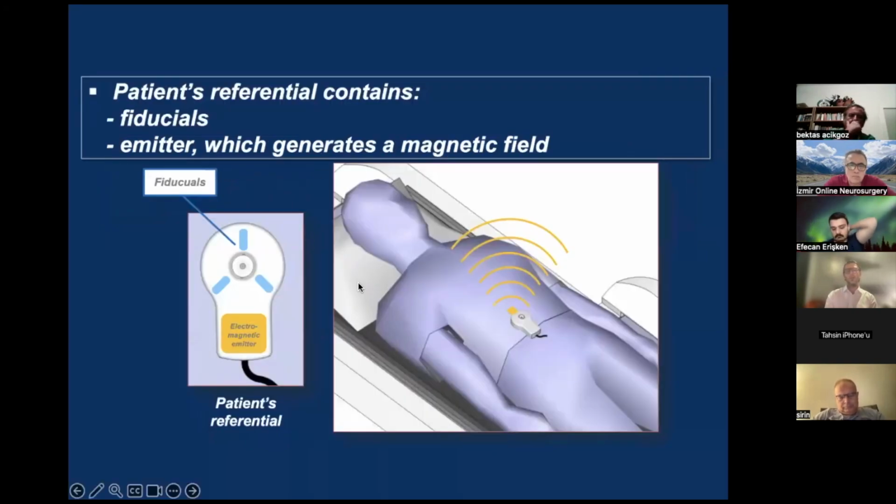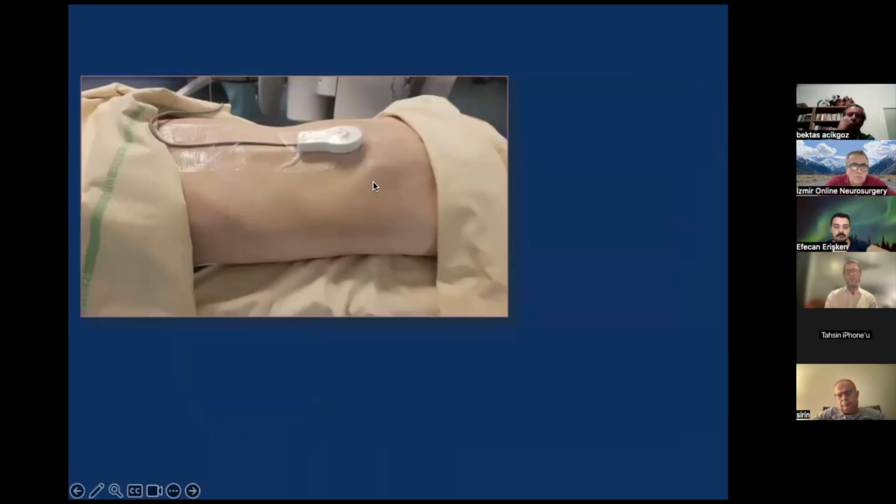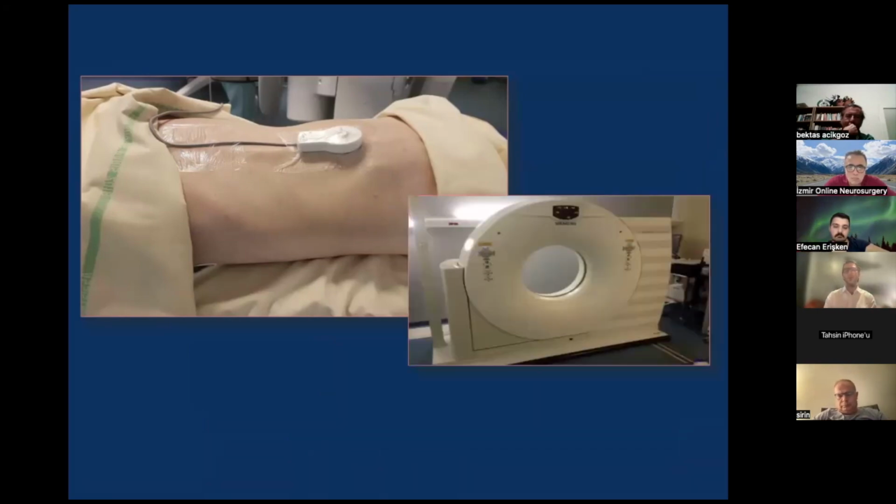So here you have to fix on the patient a referential which contains fiducials and an emitter which will generate the magnetic field. And so this is the positioning of this small box on the patient. It should not move during the procedure. Otherwise, you will lose all the landmarks and you won't be able to position accurately your bone needle.